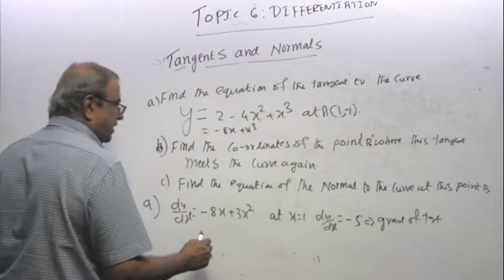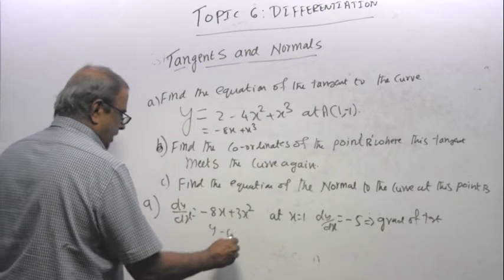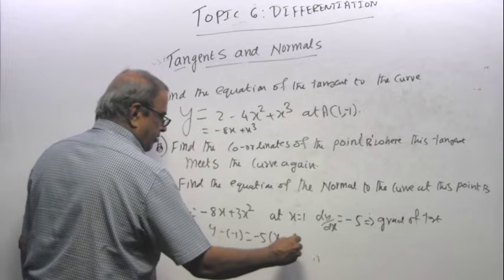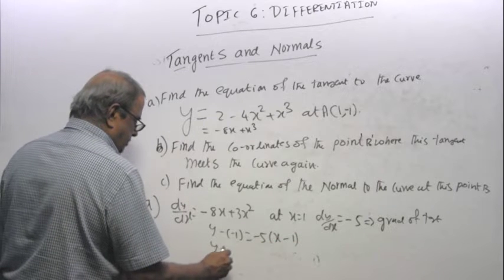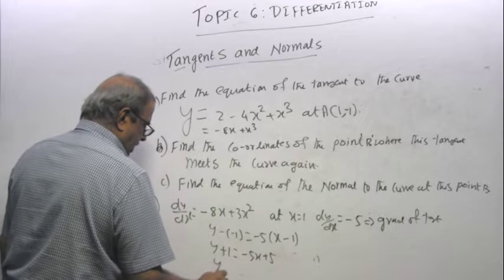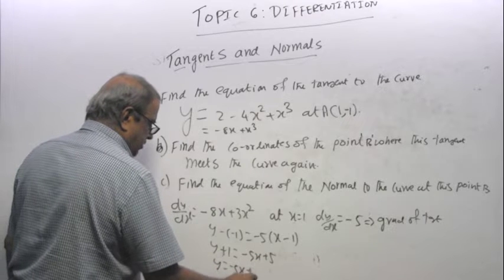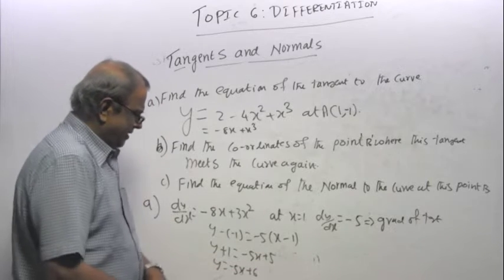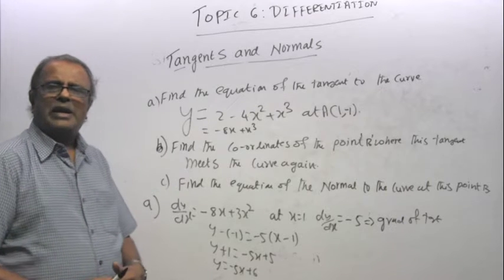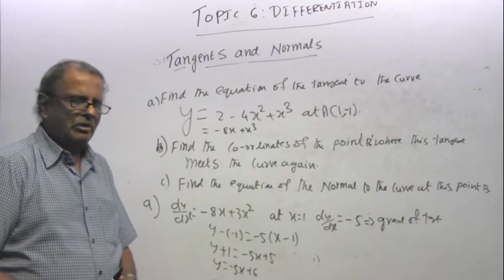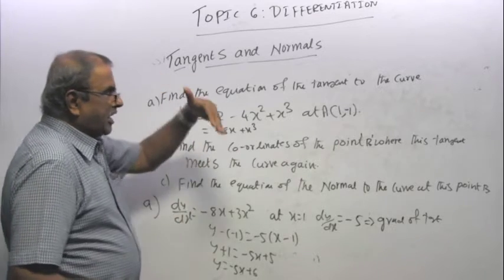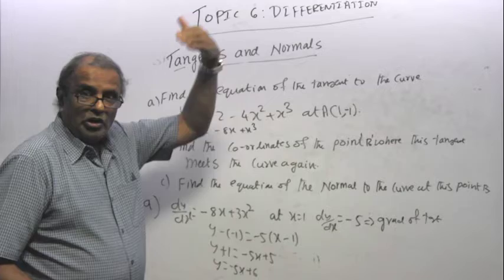So what's the equation of the tangent? y minus y1 equals minus 5 times x minus x1. So y plus 1 is equal to minus 5x plus 5, y equal to minus 5x plus 6. Now you're wondering, sir, why didn't you write it as 5x plus y minus 6 equal to 0? Nothing wrong, perfectly alright. But I always keep in mind what you're going to do next.